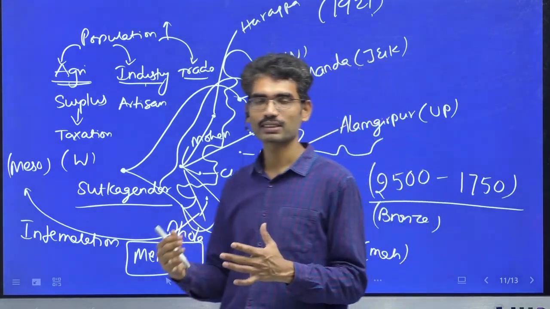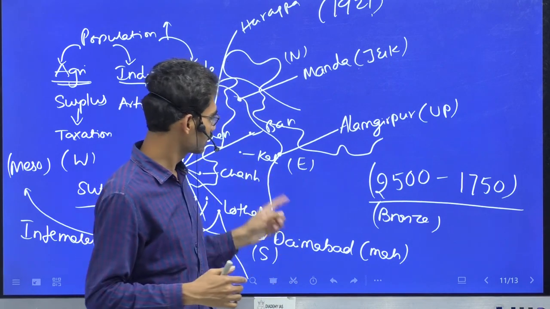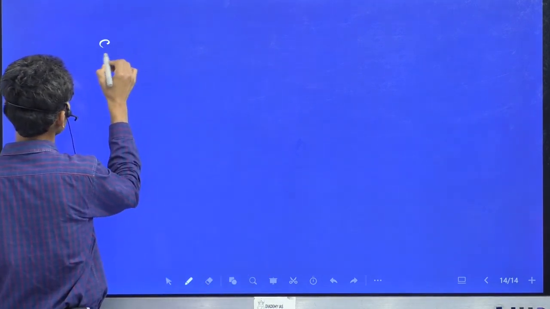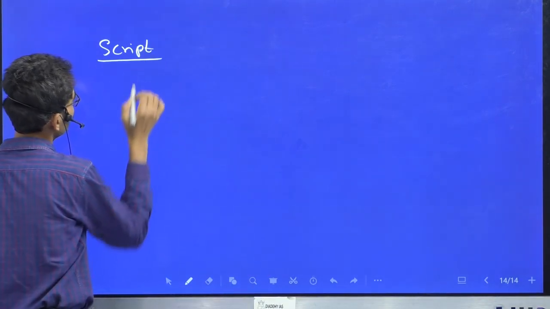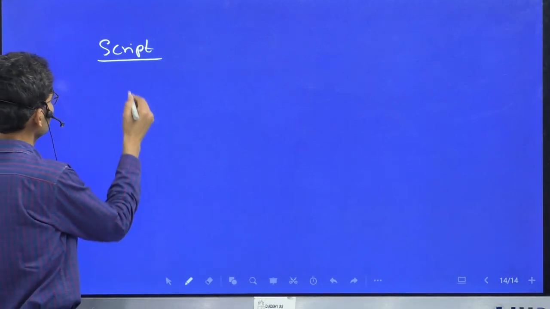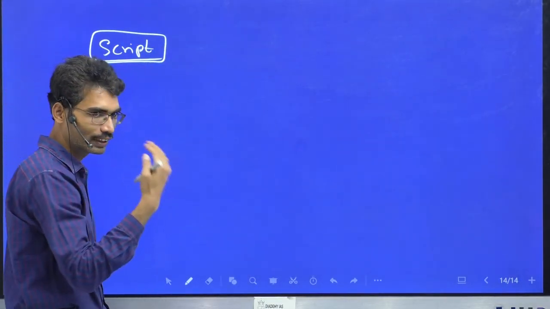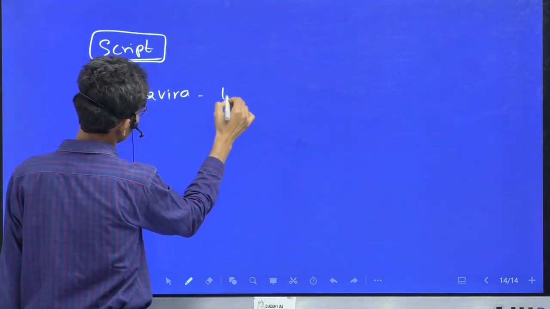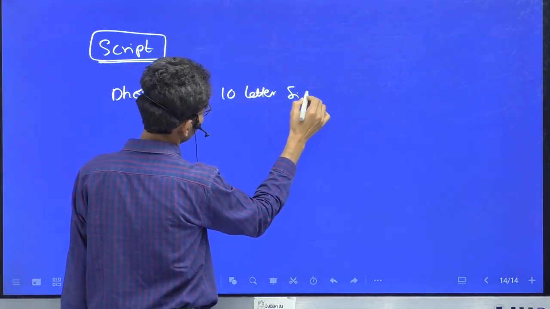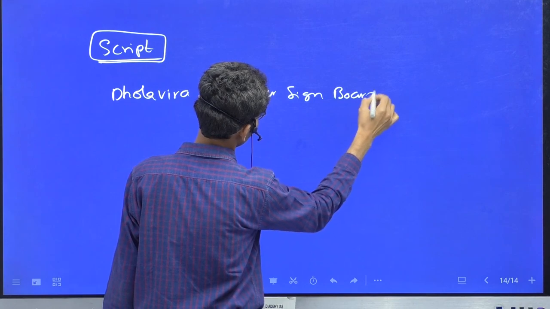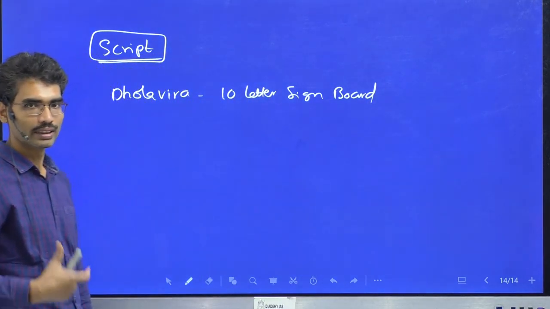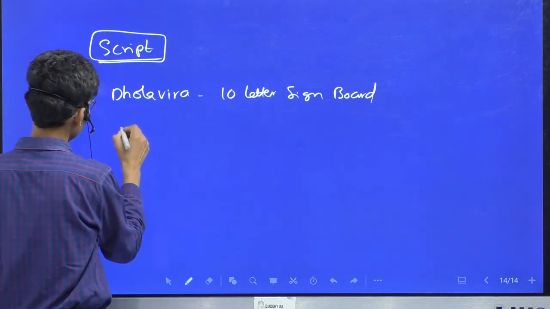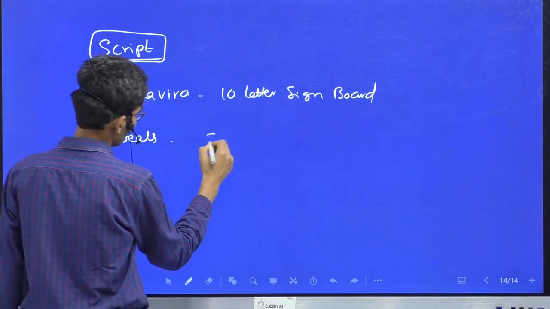Now up to here, we consider it as proto-historic. Because these people know even script also. Script they know, but we are yet to decipher it. In a place called Dholavira, a 10-letter signboard was discovered. Dholavira 10-letter signboard. On many seals, script was there.